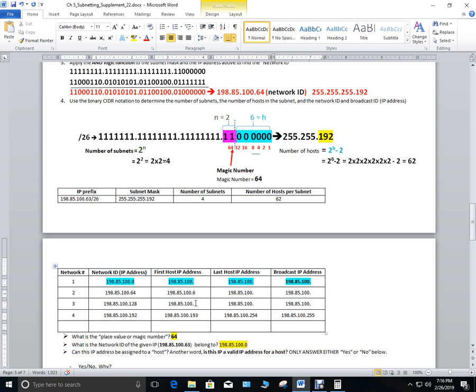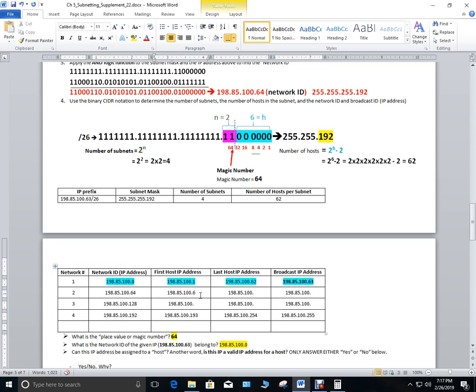All right. So now we want to find the broadcast ID for this subnet. Well, what is the broadcast ID or the broadcast IP address? That is simply one number lower than the next network ID. So that is 63. Now, how about the last host IP address? The last host IP address is one number lower than the broadcast ID. So that's 62. And what is the first host IP address? Well, that would be the number next to the network ID, which is 1.